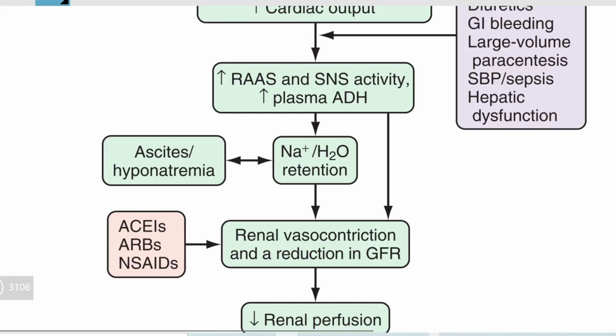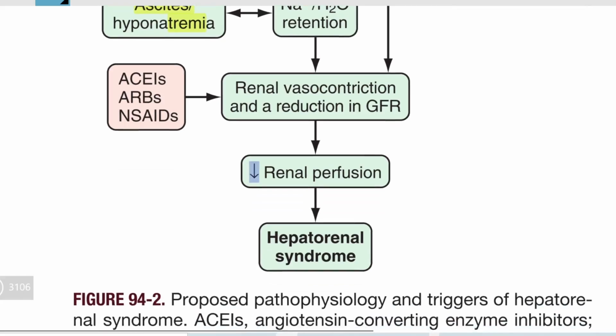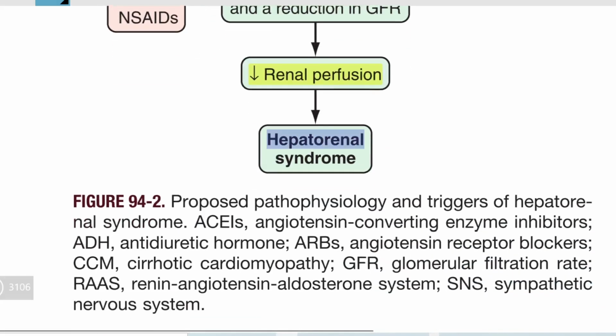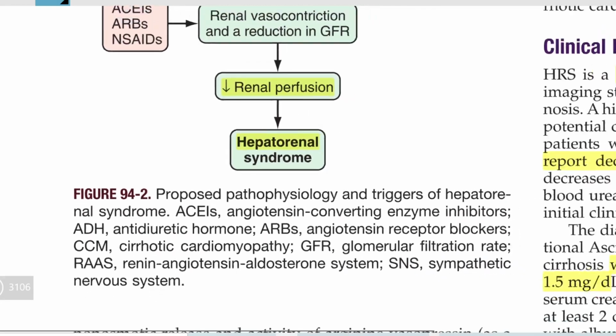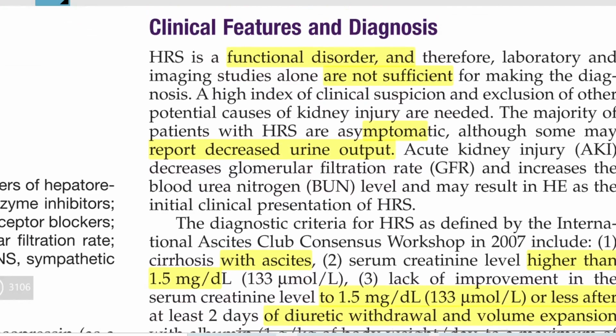renin-angiotensin-aldosterone axis, and also because of which there will be ascites and hyponatremia because of third spacing sequestration, and there will be renal vasoconstriction and a reduction in GFR. And because of nephrotoxic drugs like ACE inhibitors, ARBs, and NSAIDs, there will be exacerbation of this condition. This leads to decreased renal perfusion and also hepatorenal syndrome. Okay, so we will be discussing the diagnosis and also clinical features.